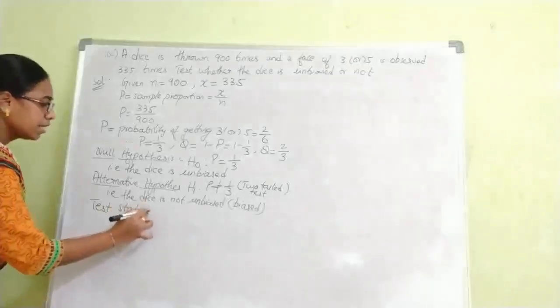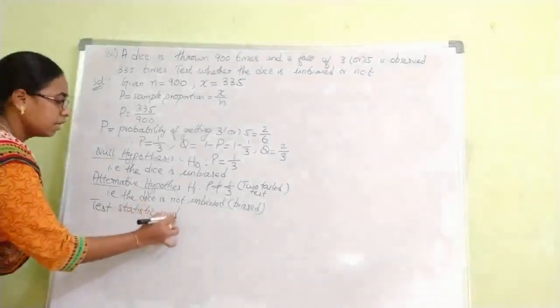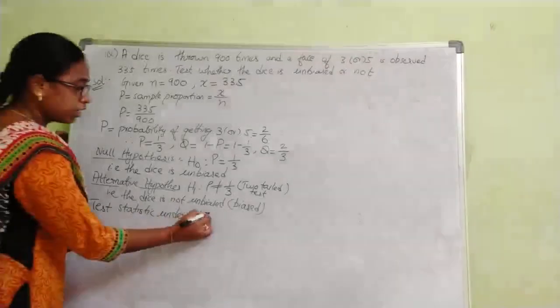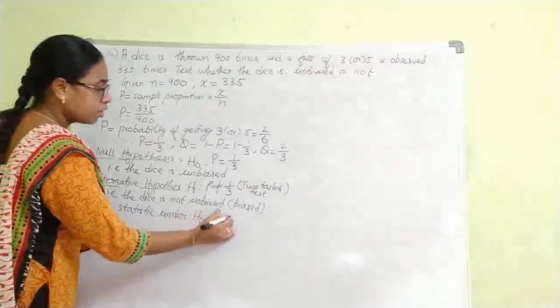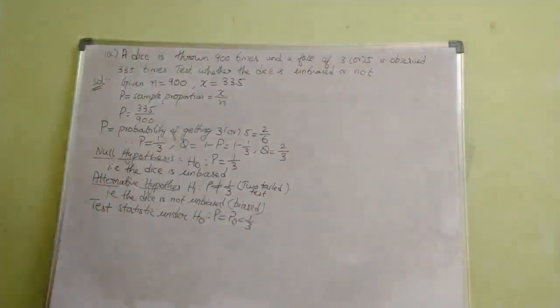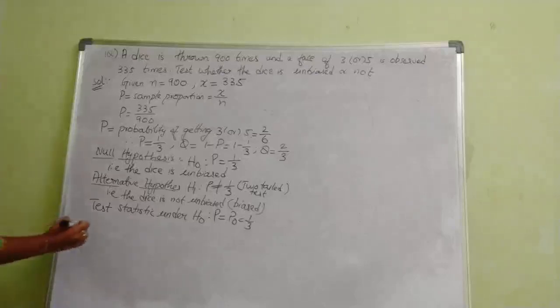Test statistic under the H naught. So under H naught, what is the value? P equals P naught equals 1 by 3. So what is the P naught value we have here? 1 by 3. So what is the general test statistic?